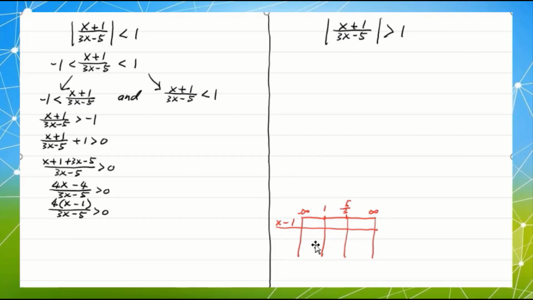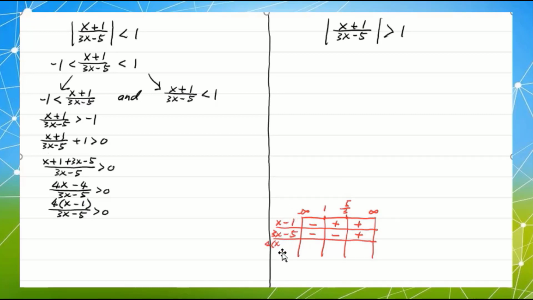Now we test x minus 1 in each of these sections. For the first section where x is less than 1, we find that x minus 1 is a negative value. When x is from 1 up to 5 over 3, x minus 1 is a positive value. And when x is greater than 5 over 3, x minus 1 is positive. Now we test the 3x minus 5. For the first section when x is less than 1, 3x minus 5 is negative. Then when x is in between 1 to 5 over 3, 3x minus 5 is negative. For x greater than 5 over 3, 3x minus 5 is positive.